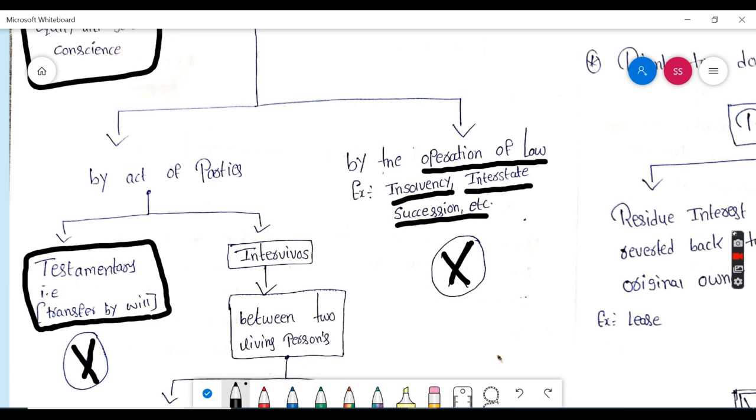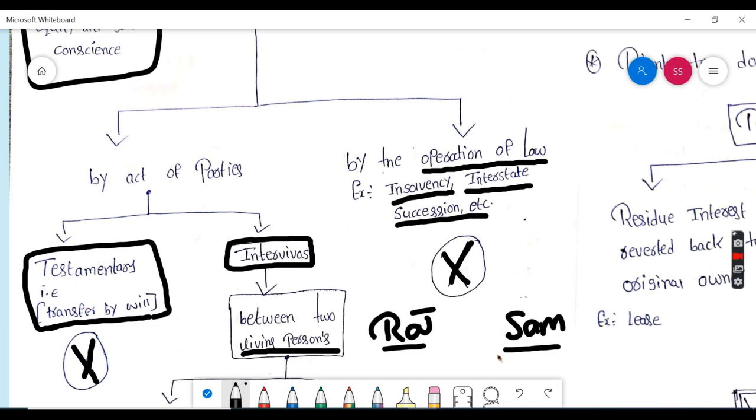Then what we consider is if the transfer happened between two persons, and those persons should be living persons, right? We call them inter vivos, between two living persons. Let's just say a transfer happened between Tata company and Infosys company. It will not be dealt with under the Transfer of Property Act, because those are not living persons. If the transfer happened between Raj and Sam, these two people are living persons. If any transfer happens between such persons, we will consider it. So this will be covered under the Transfer of Property Act.